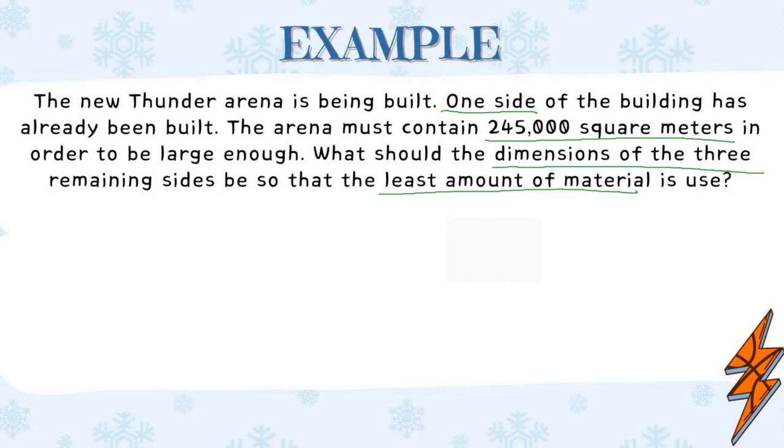Okay. Then what's next up? Draw a diagram. Alright, so we already have one wall built. We then have to build the other, we're assuming it's a rectangle, okay? The other 3 sides. Yes? What do we want to label those? X and Y. Sure. X and Y. Alright, then what do we want to do next?